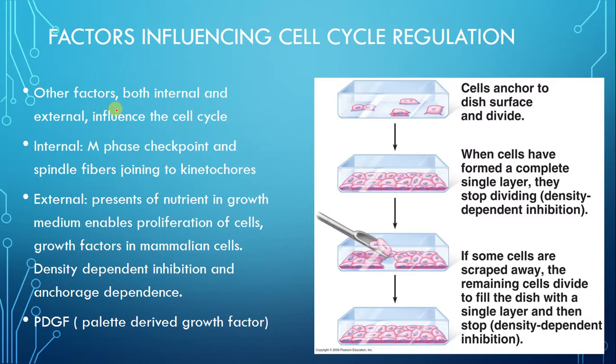So there are other factors that influence cell cycle regulation besides cyclins and cyclin-dependent kinases. Other factors, both internal and external, influence the cell cycle. Internal, like the M phase checkpoint and the spindle fibers joining the kinetochore. So the spindle fibers have to be joined to every kinetochore for it to move forward. That's an example of internal regulation.